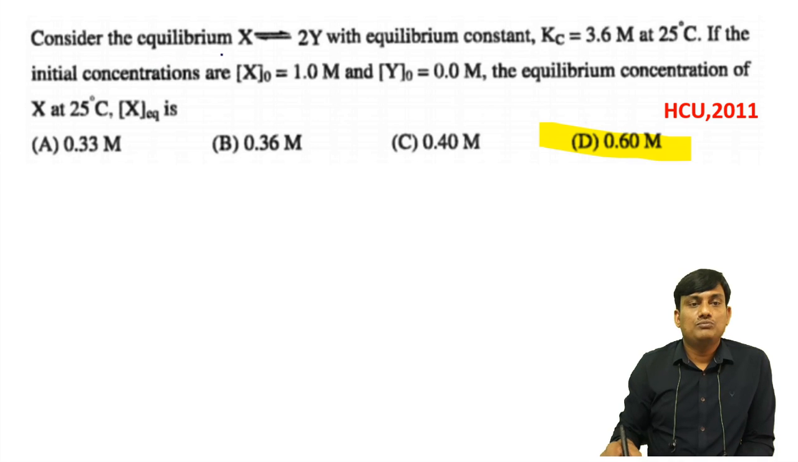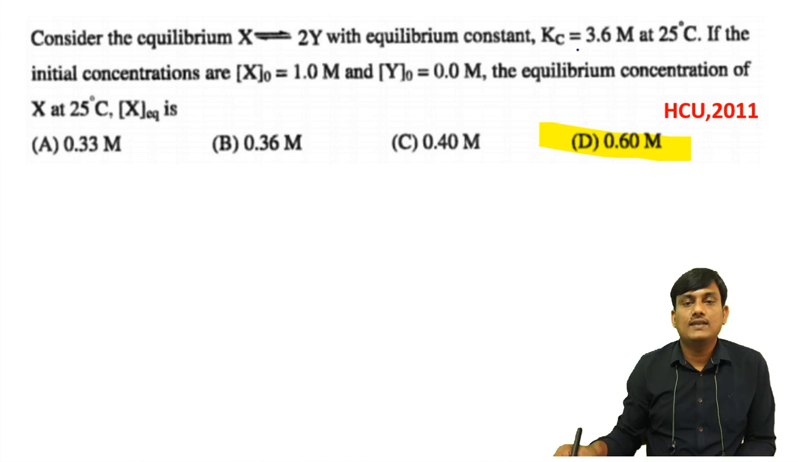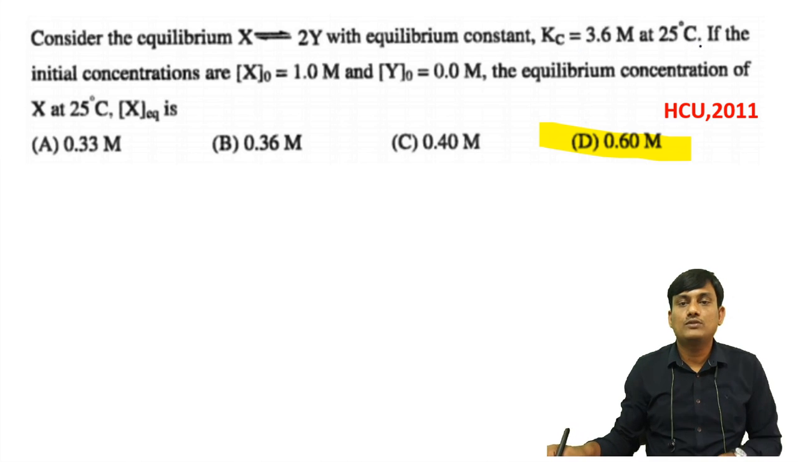Consider the equilibrium X gives 2Y with the equilibrium constant Kc equal to 3.6 molarity at 25 degrees centigrade. The initial concentrations are X naught equal to 1.0 molarity, and Y naught equal to 0.0 molarity.